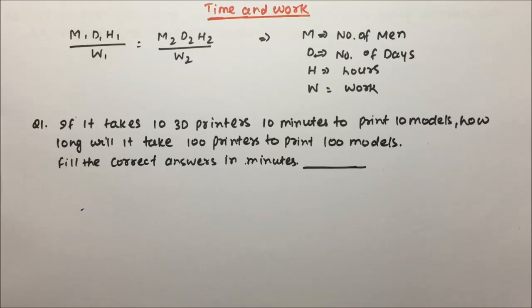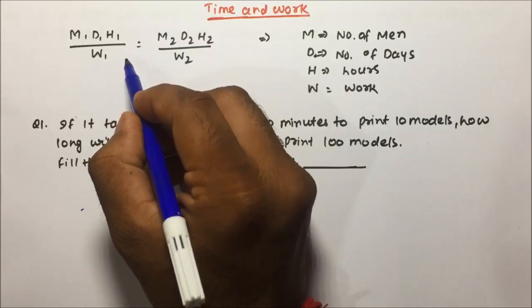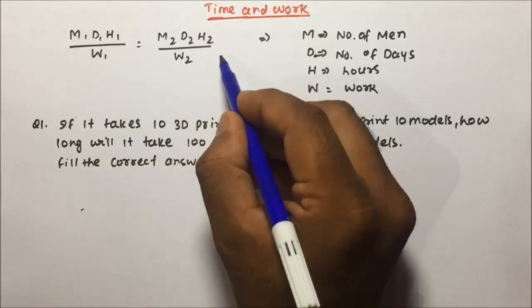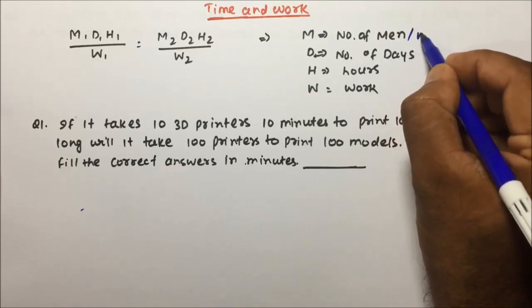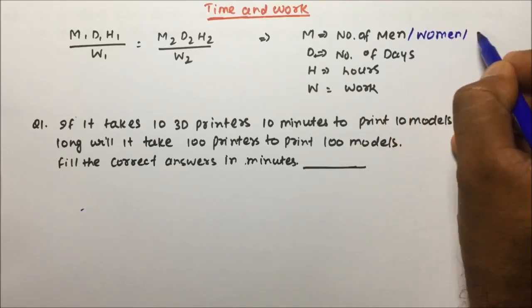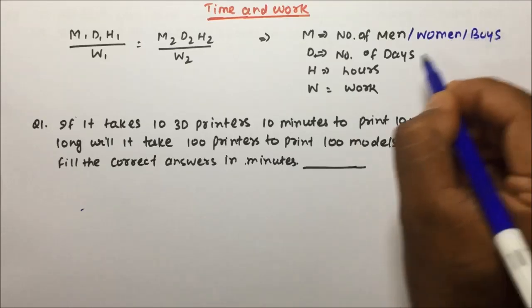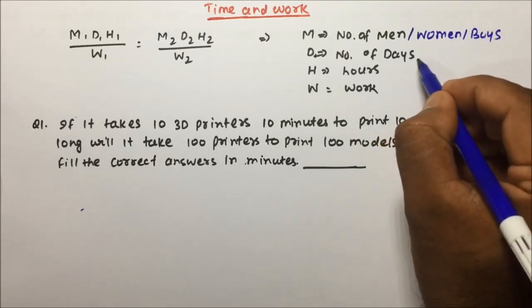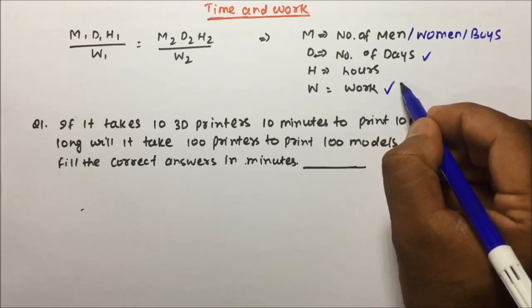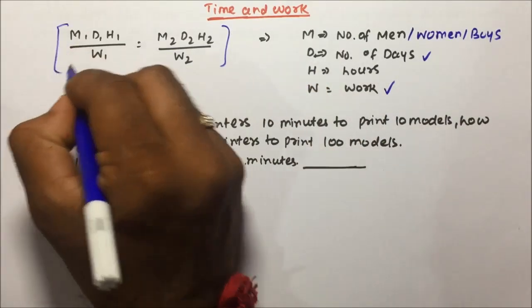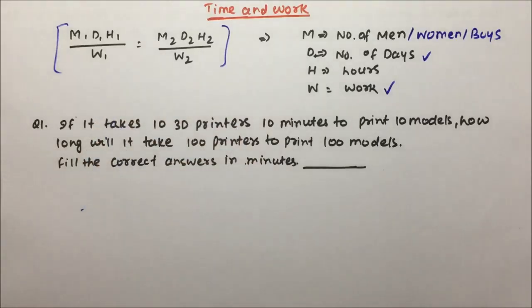So starting with time and work, the first concept which we are going to discuss is M1 D1 H1 divided by W1 is equal to M2 D2 H2 divided by W2, where M will be number of men, it can be women also, it can be children also, it can be boys also, where D will be number of days, and H will be number of hours, and W will be equal to work. So friends, this formula is very simple. M1 D1 H1 divided by W1 is equal to M2 D2 H2 divided by W2.